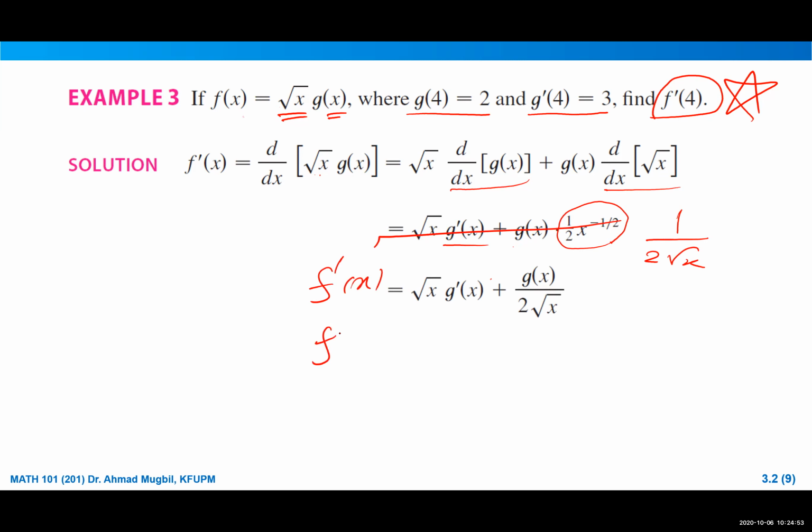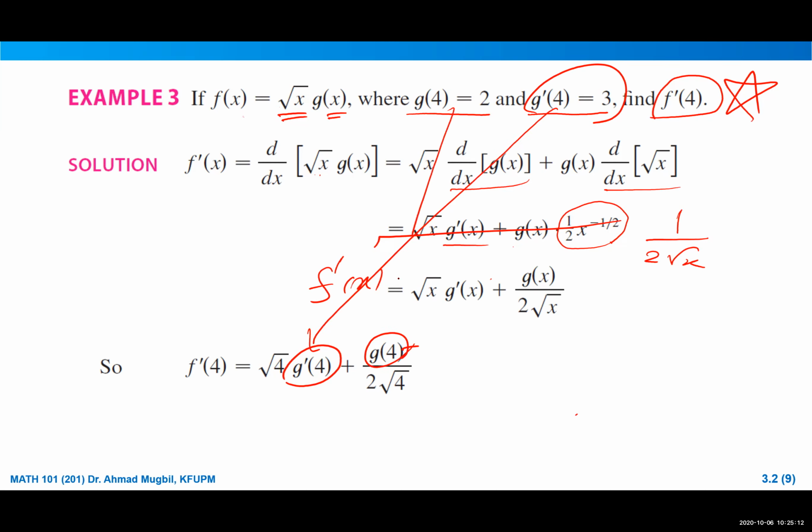What do you want? You want f prime at 4. So just put x equals 4. That's it. Instead of x, put 4. So it will be the square root of 4, g prime at 4, and so on. Now what is g prime at 4? We have it. Here it is, 3. And g at 4, it is here. So it is done. It is a matter of simplifying.